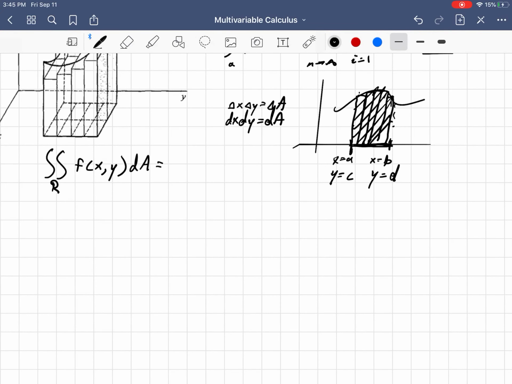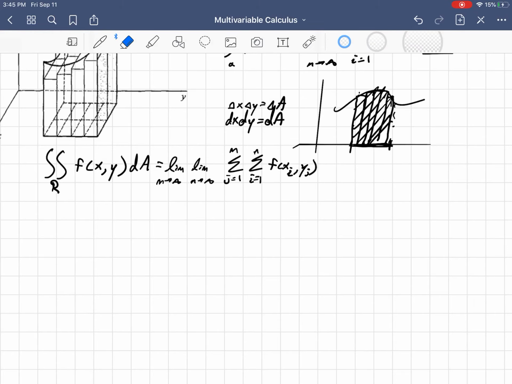So this integral as a Riemann sum should make sense, although this is going to look kind of messy. It's going to be the limit as m approaches infinity of the limit as n approaches infinity of the sum from j equals 1 to m of the sum from i equals 1 to n of f of x sub i, y sub j, and I'm running out of room, times delta A, or delta x delta y.